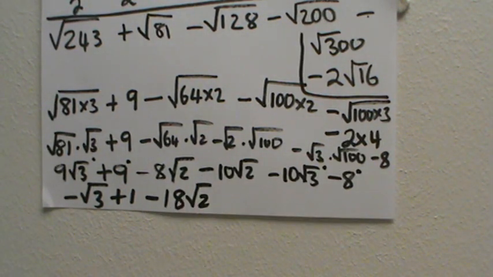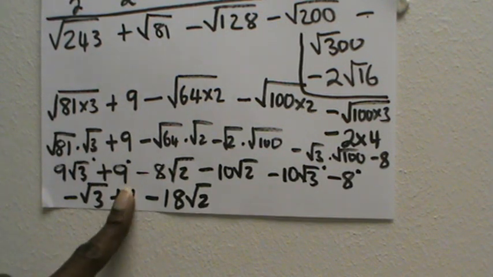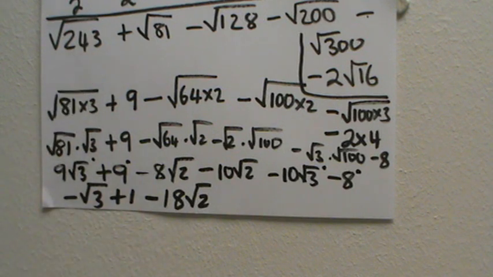So you can rearrange it so that the positive term comes first. So I have 1 minus root 3 minus 18 root 2. You can do that. That is also fine. But even leaving it like this, I can see that you know what you're doing.